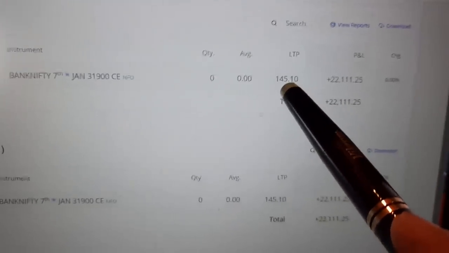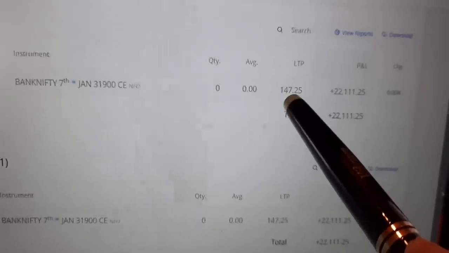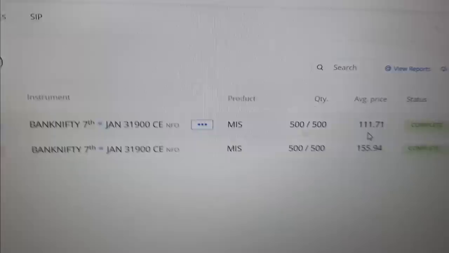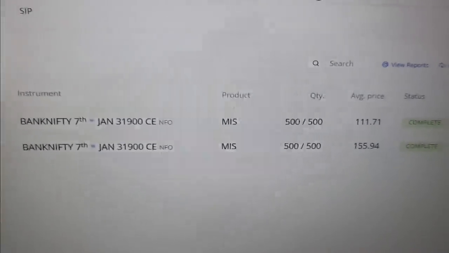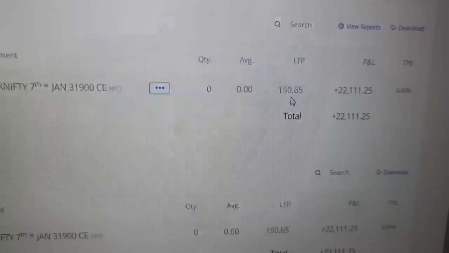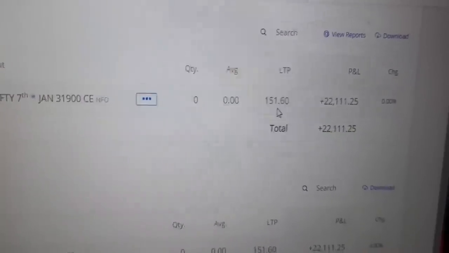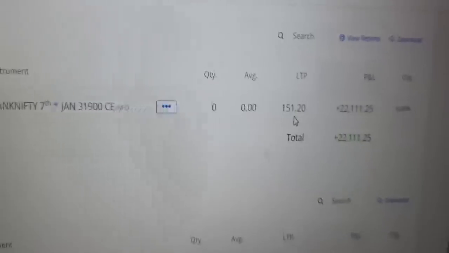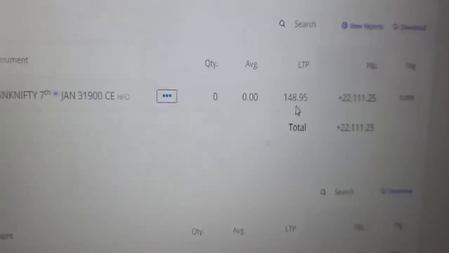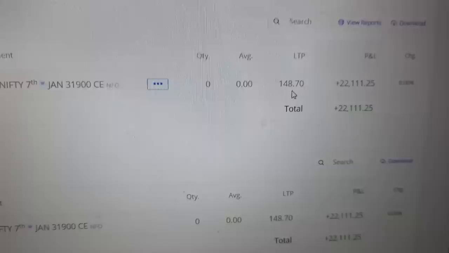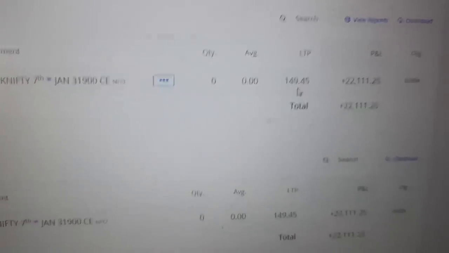Had I not booked my profit, almost all of my profit would have gone, because I booked my profit exactly at 111, which is almost 44 points profit. Look at this, 150, 151. So just 44 points profit would have reduced to 4 points profit. That is why I say you should know where to book your profit also. Not only taking the trade is important, you should book the profit at the right time. If you don't, you will lose all your profit and it may turn into a loss.